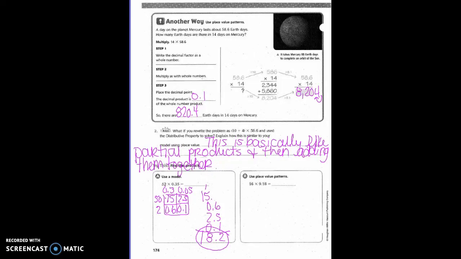Now they want us to use place value. So I'm going to put my 3-digit number on the top. Even though it's smaller, I'm still putting that on top. So I'm going to put 9 and 18 hundredths times 16. And right now, are we pretending like there is not a decimal there yet? Right. We're pretending like there's no decimal there. We will deal with that when we get our answer.